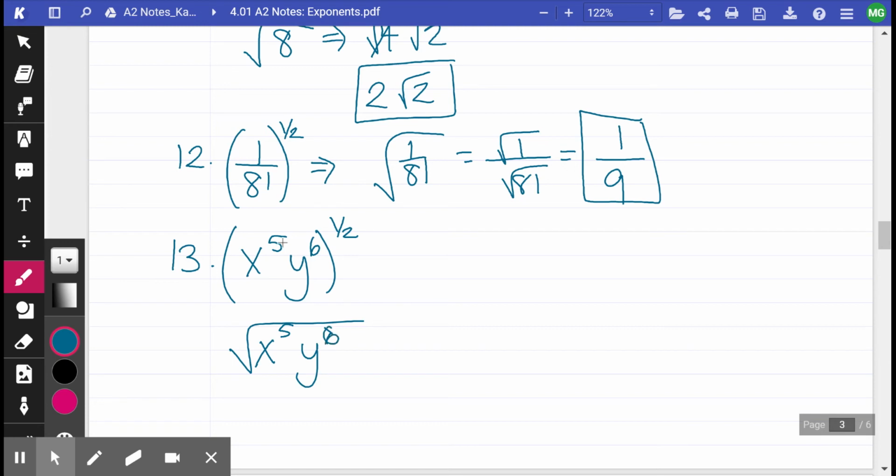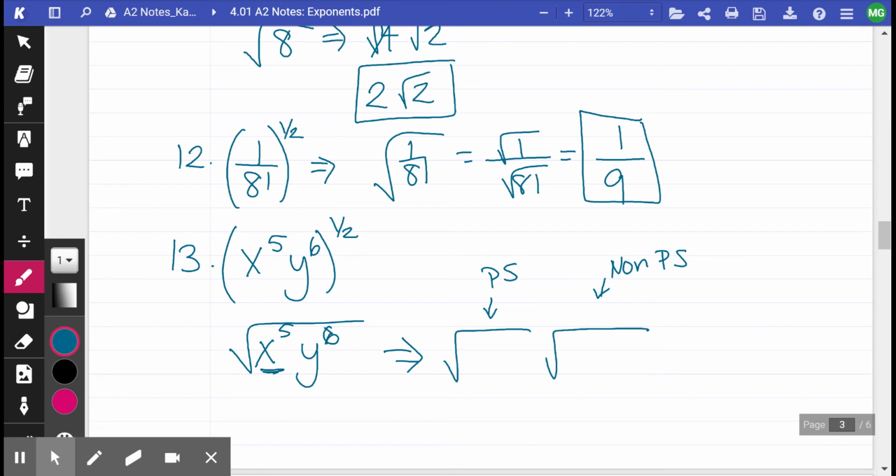And now I'm going to put it into simplest radical form, which we've done before. So I'm going to separate it into 2 radicals. My first radical is going to be my perfect squares. The second is my non-perfect squares. So first I look at x to the 5th.